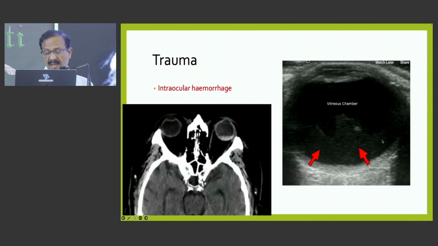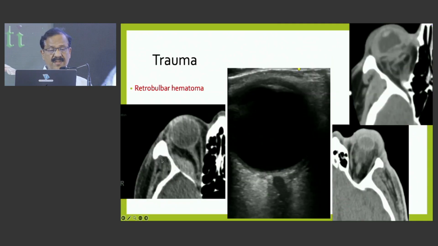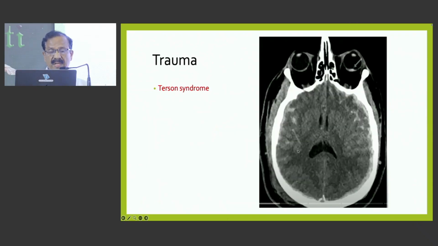Intraocular hemorrhages. Retrobulbar hematoma, this can be intraconal like this. This also is intraconal, but here it is extraconal and it cannot be differentiated from subperiosteal hematoma by imaging. This is the ultrasound picture. Hematoma is here adjacent to the optic nerve. Tyson syndrome is SAH with hematoma or orbital hematoma.